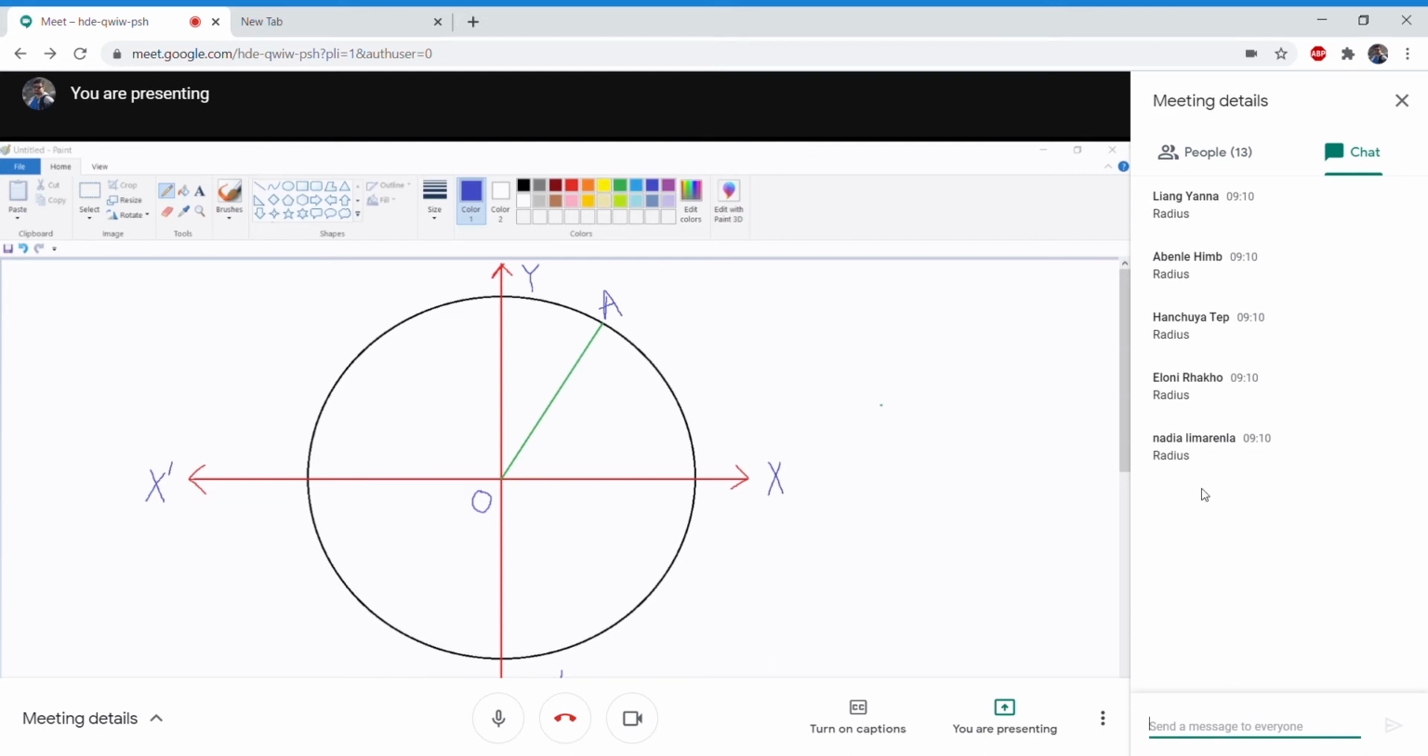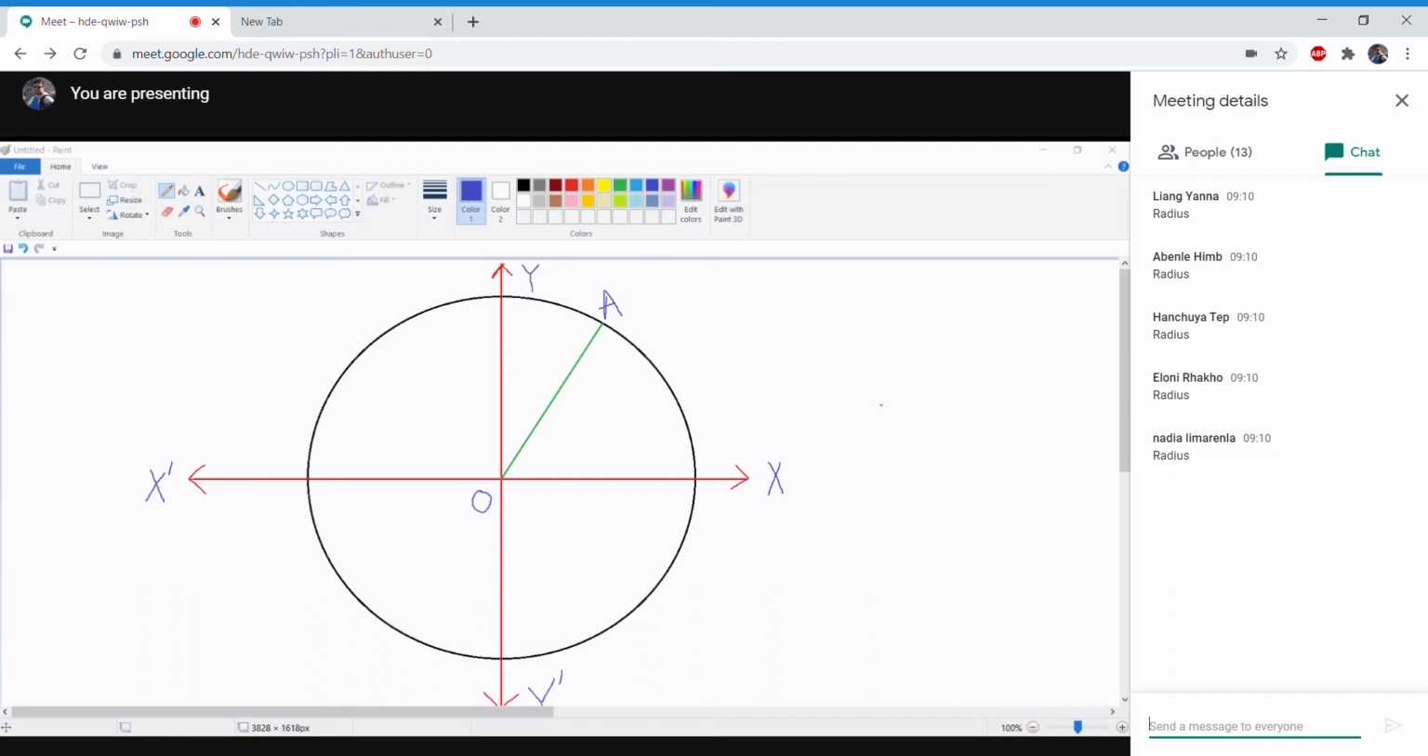Exactly. We will take this as the unit radius. Understood? We'll say this way is the radius, so we'll say this is the unit radius. Okay. So what will be? Suppose this is OA. Now I'm drawing this OA here.